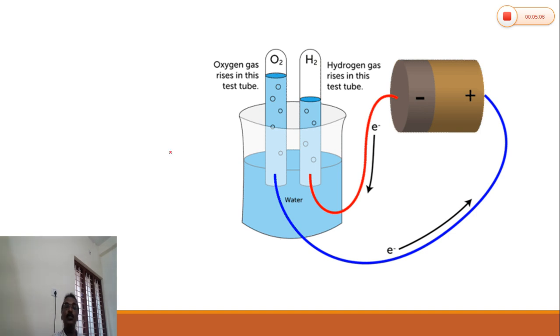This is a diagram showing decomposition of water. Water is taken in the beaker and electricity is passed. See, oxygen and double the amount of hydrogen is formed. This is one part oxygen, two parts hydrogen, and this is decomposition by electricity.